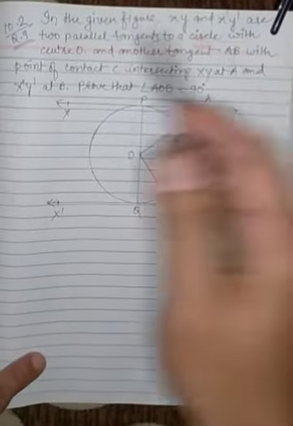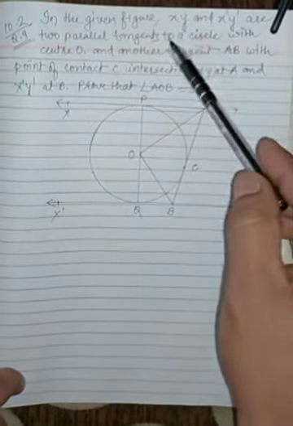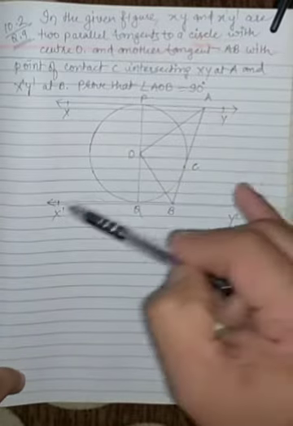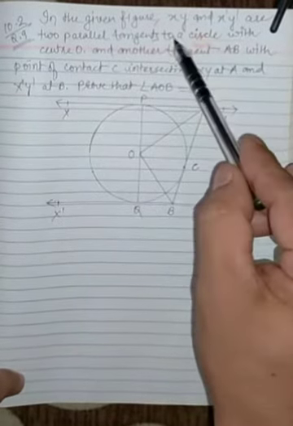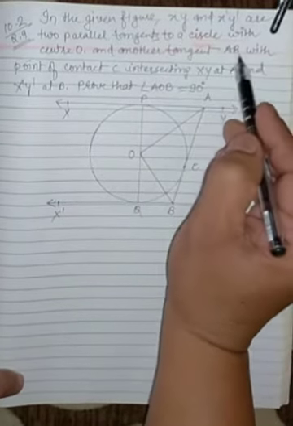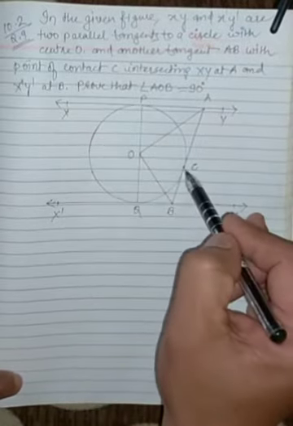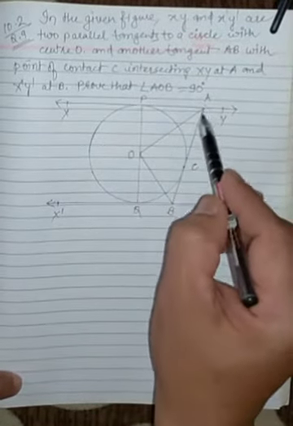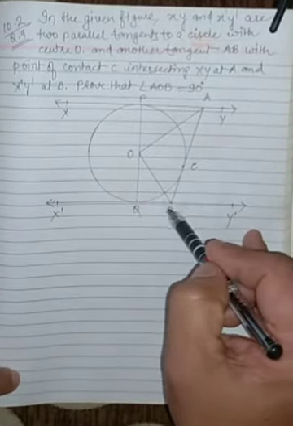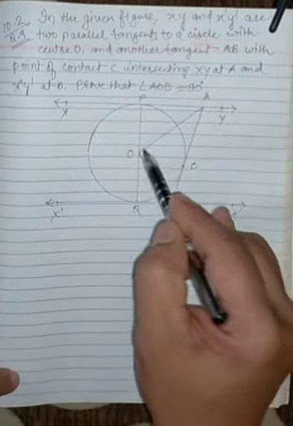Exercise 10.2, question number 9. We are given that in the given figure, XY and X'Y' are two parallel tangents to a circle with center O, and another tangent AB with point of contact C intersecting XY at A and X'Y' at B. We have to prove that angle AOB is equal to 90 degrees.